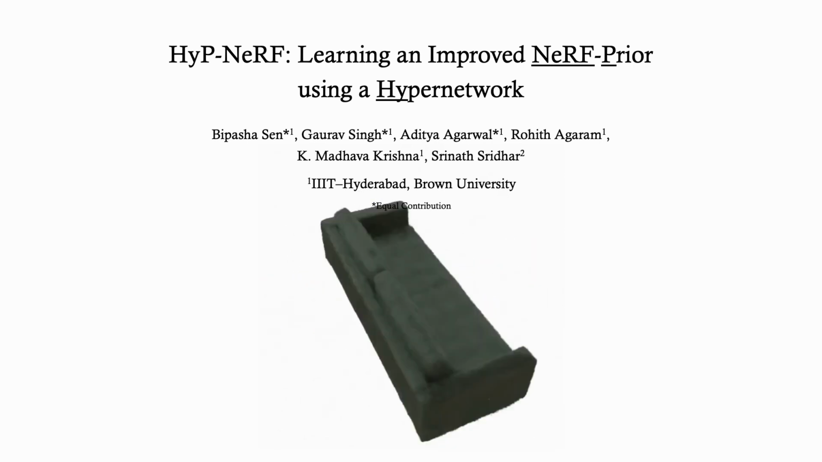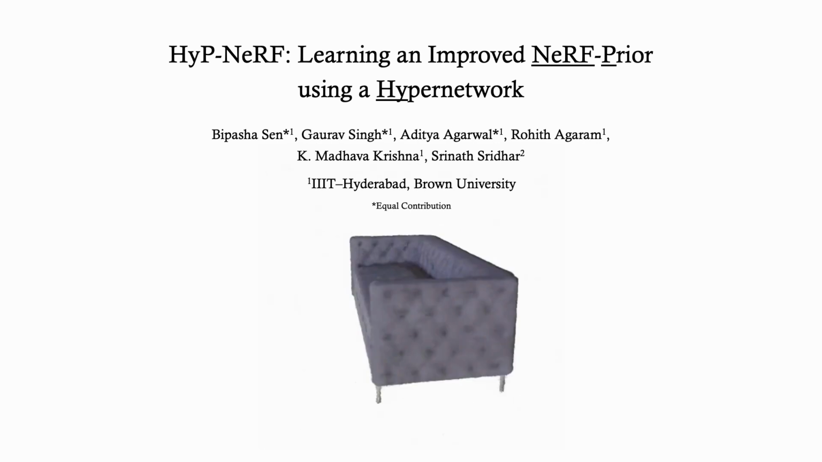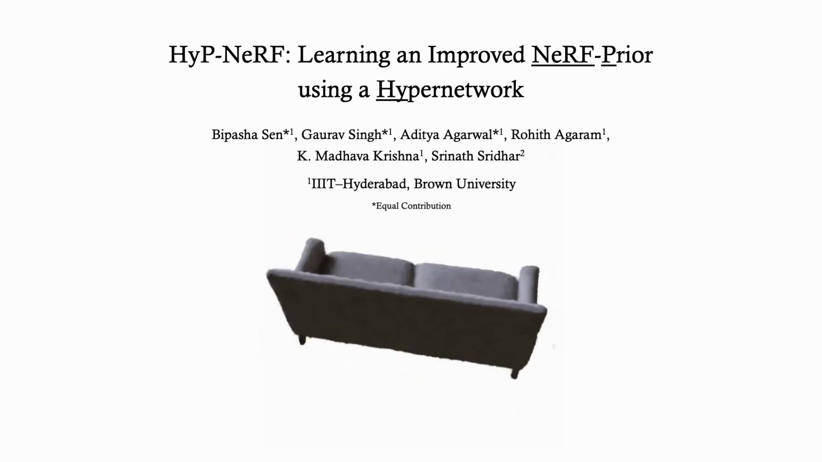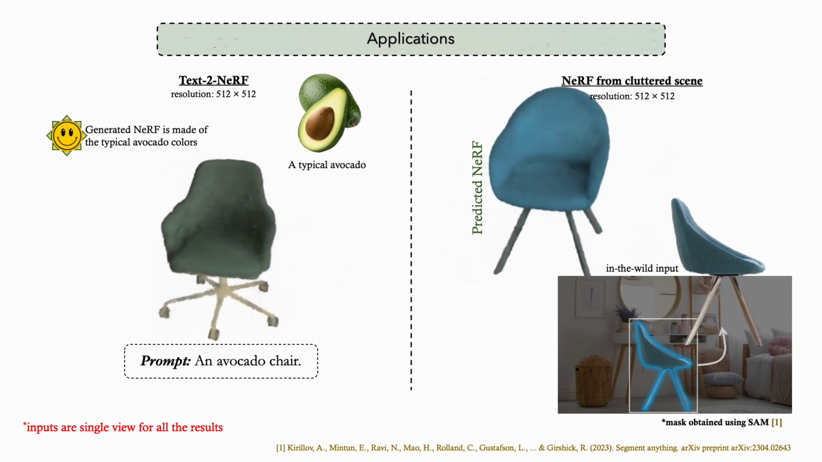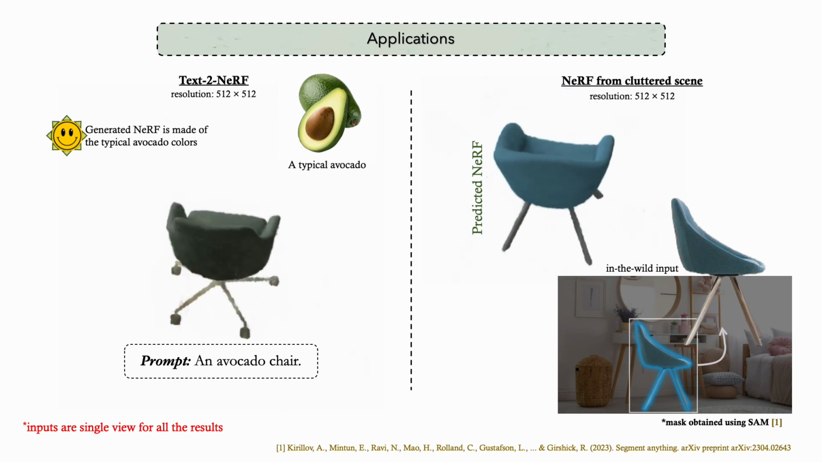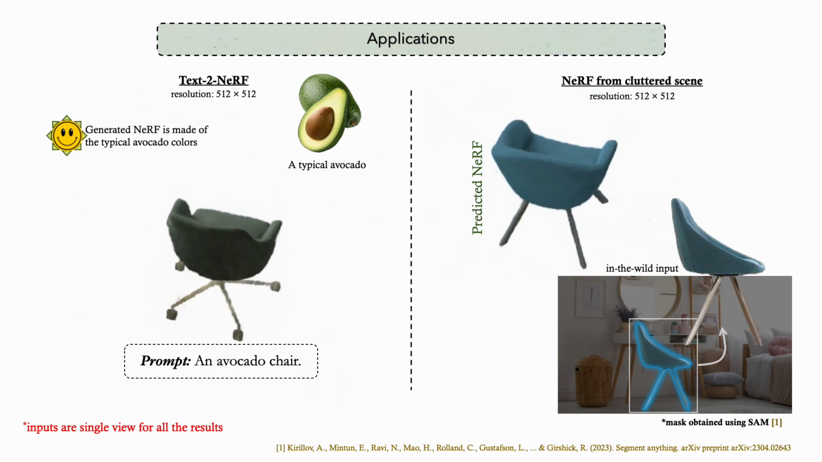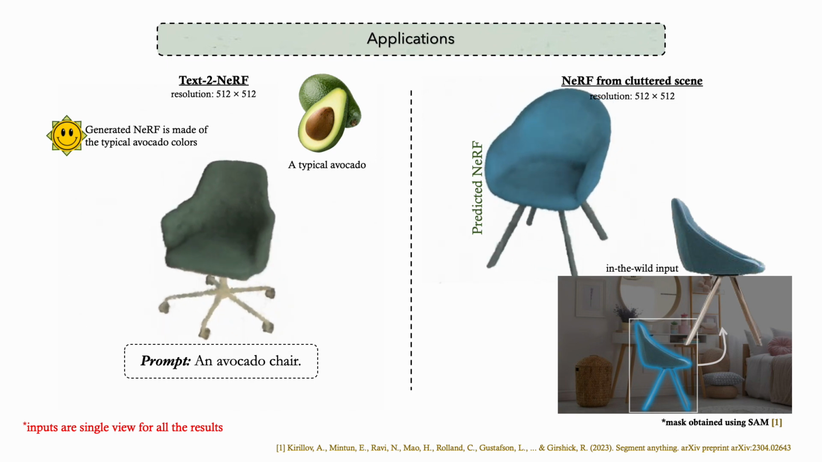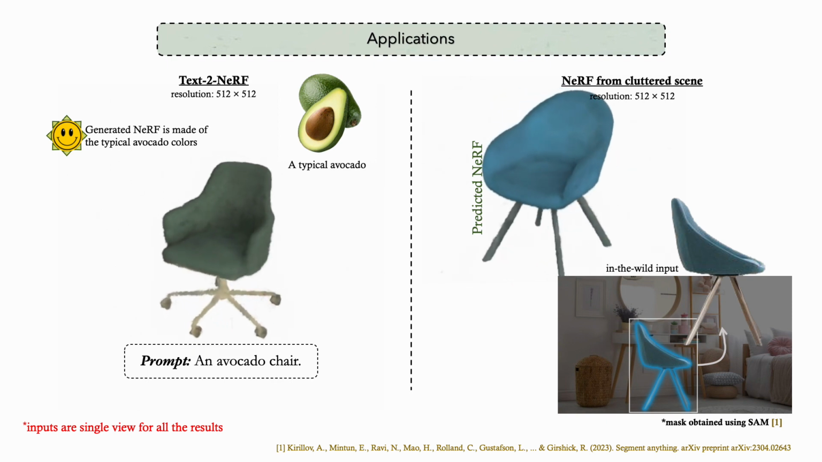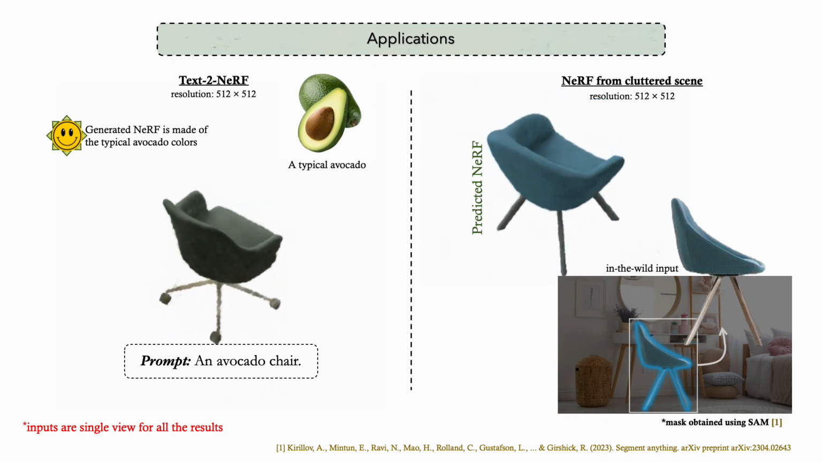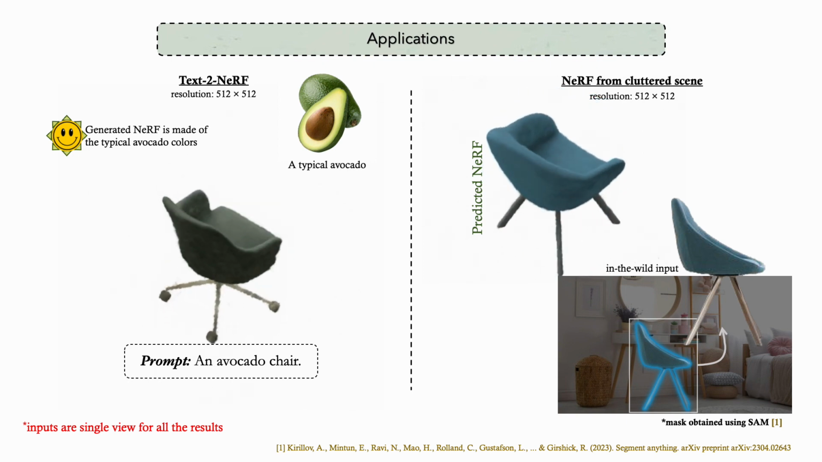Welcome to our paper HyP-NeRF, Learning an Improved NeRF Prior using a HyperNetwork. We first start with some applications. In the first application, we take a text prompt, and in the second application, we take a real-world example of a cluttered scene, use SAM to find the mask of the object of interest and generate a NeRF from it. HyP-NeRF can easily generate high-quality NeRFs for such multimodal inputs.